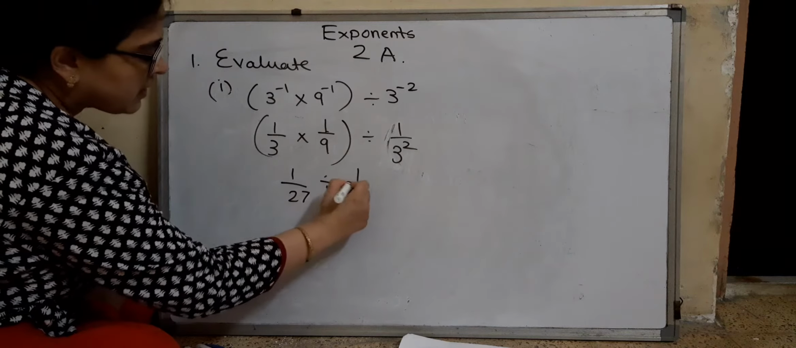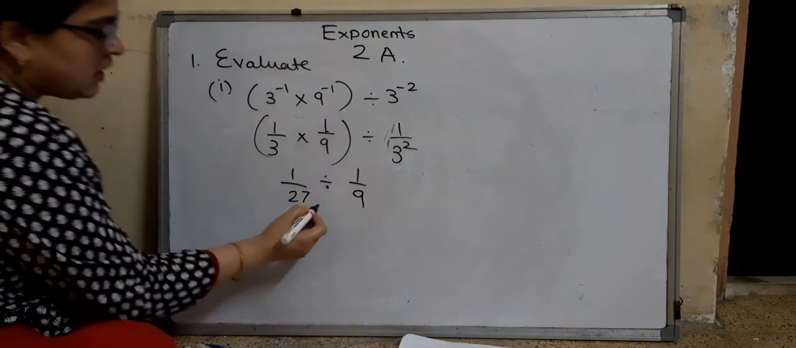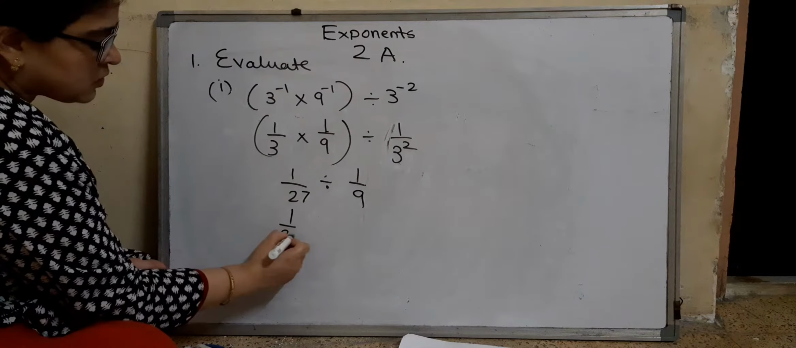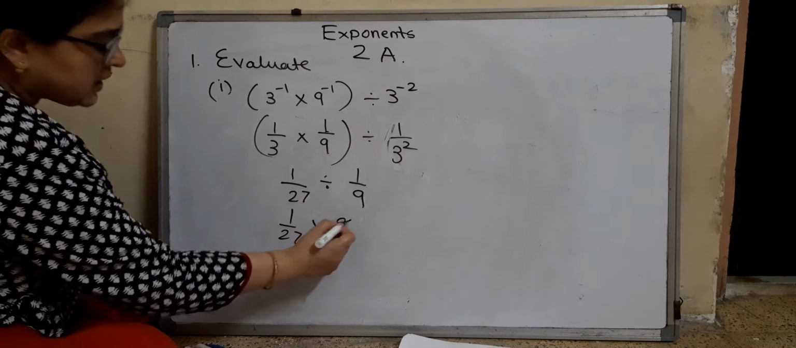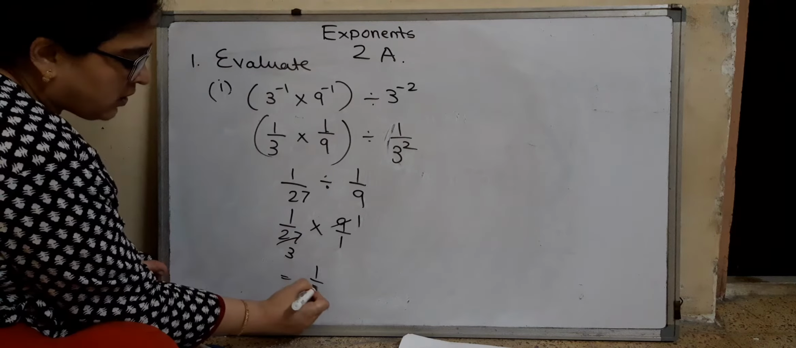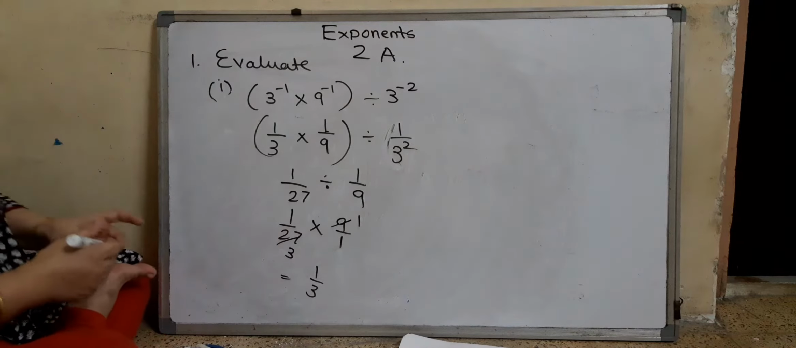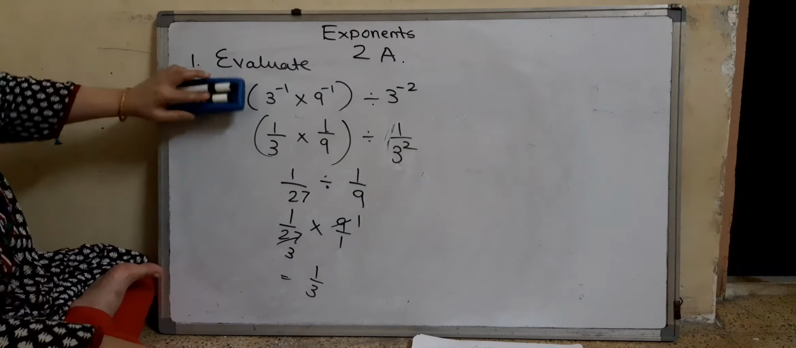Division sign, 3 raised to 2 means 3 threes are 9. Now it is a division sign, so you should do the reciprocal: 9 upon 1. Then cutting, 9 ones are 9, threes are. The answer is 1 upon 3. First sum, 1 upon 3. Next, second sum.